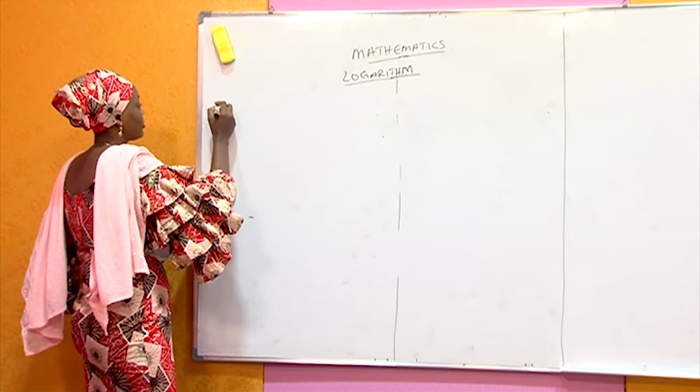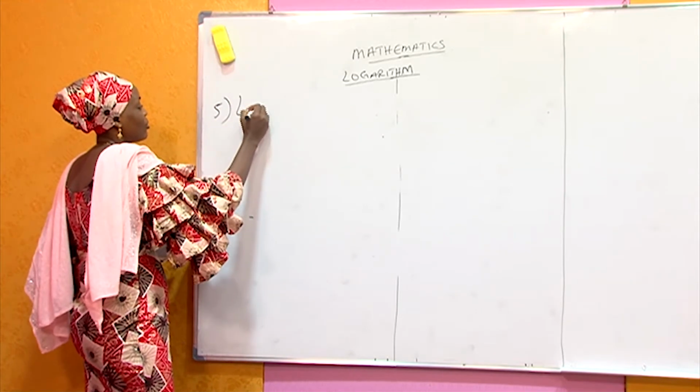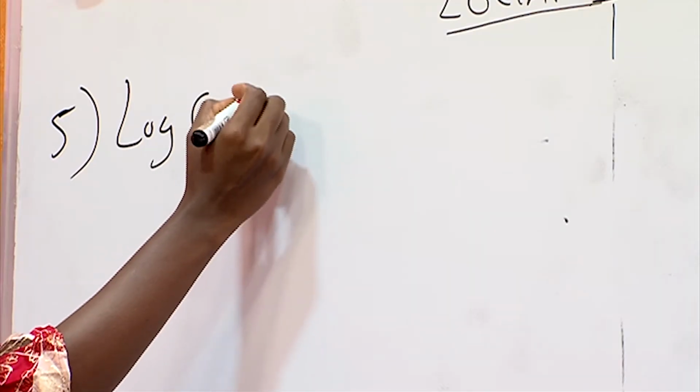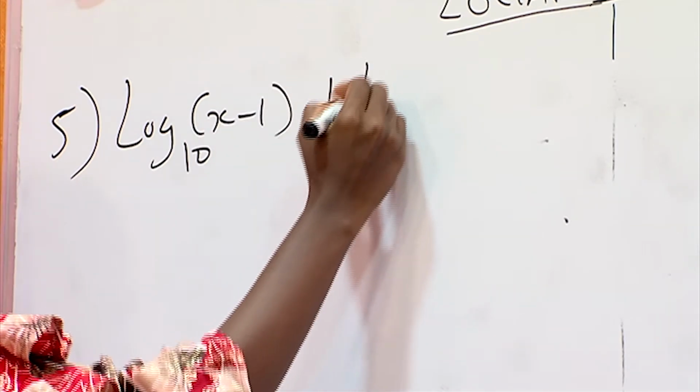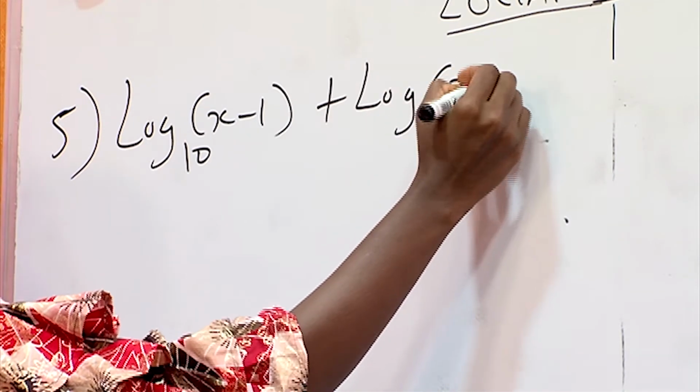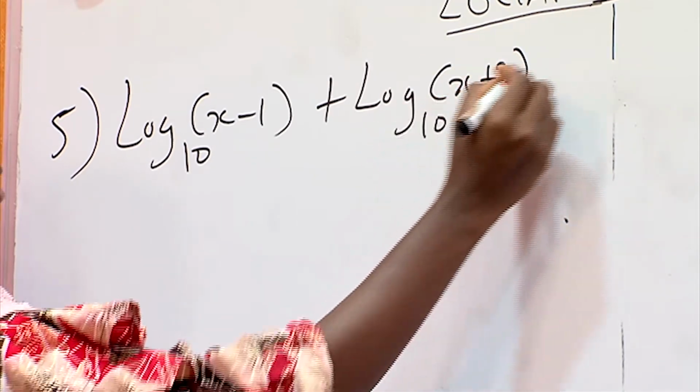Question number 5. We have log x minus 1 base 10 plus log x plus 2 base 10 equals 1.